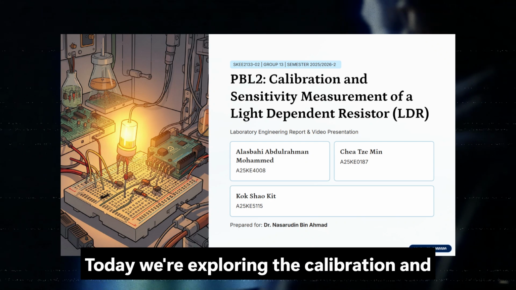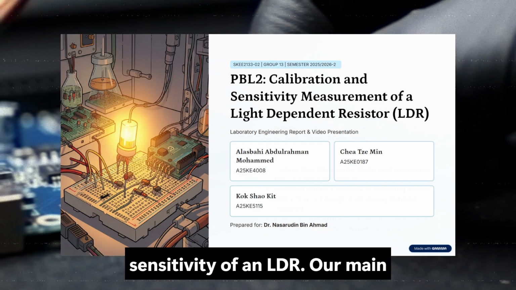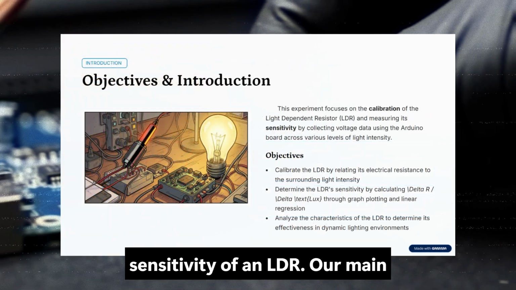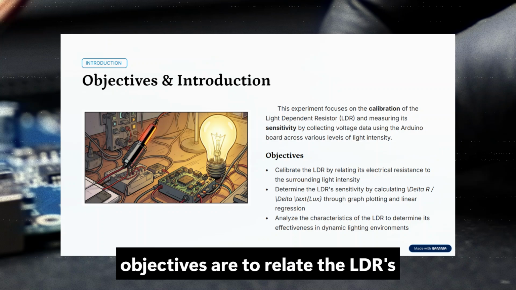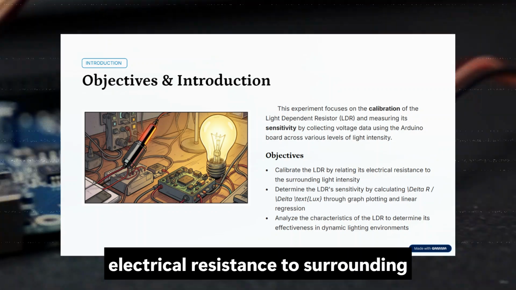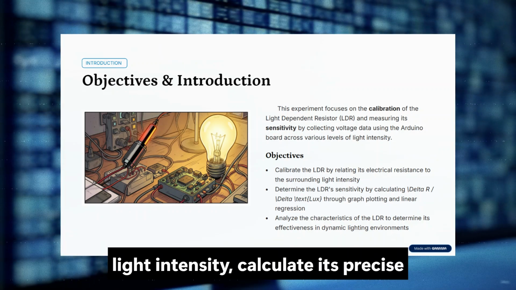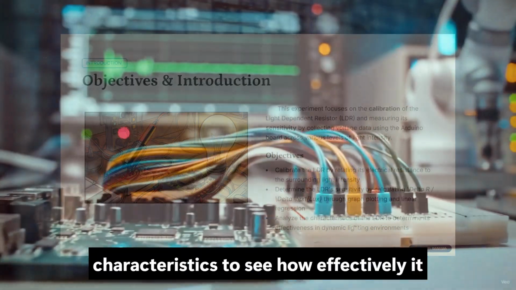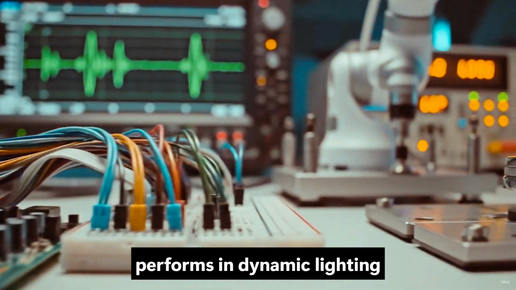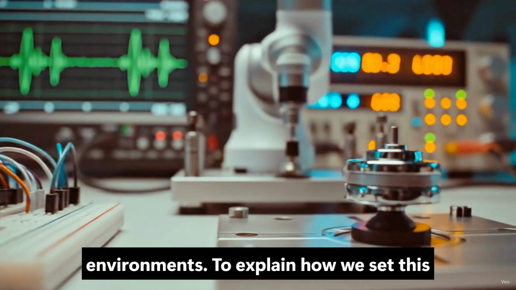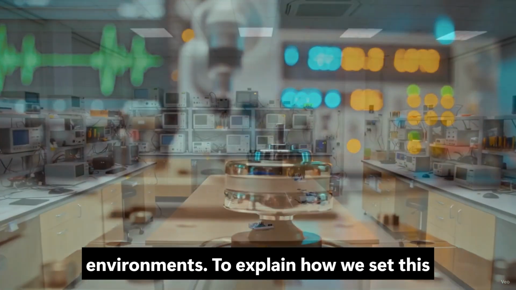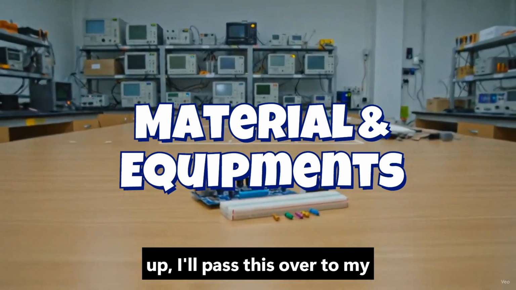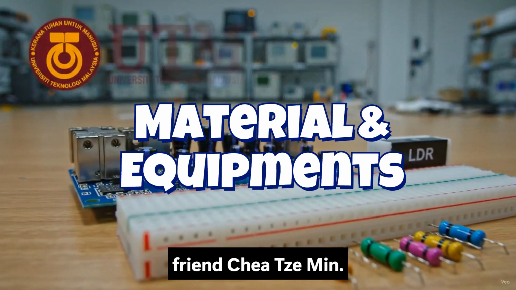Today, we're exploring the calibration and sensitivity of an LDR. Our main objectives are to relate the LDR's electrical resistance to surrounding light intensity, calculate its precise sensitivity, and analyze its characteristics to see how effectively it performs in dynamic lighting environments. To explain how we set this up, I'll pass this over to my friend Chad Zimin.